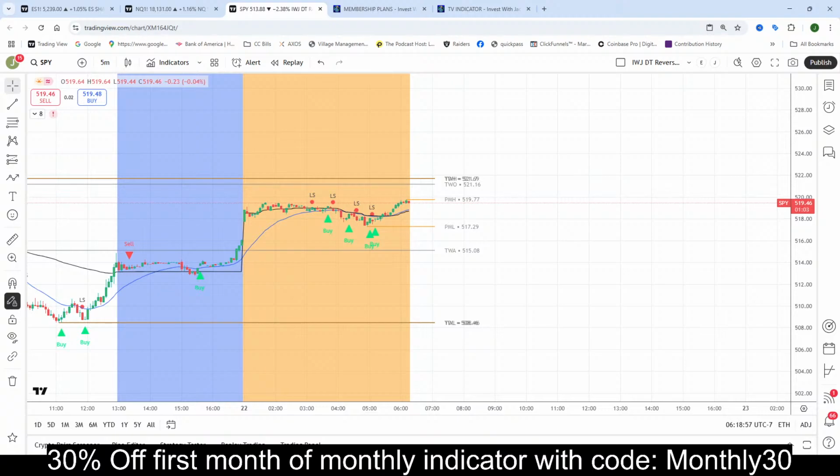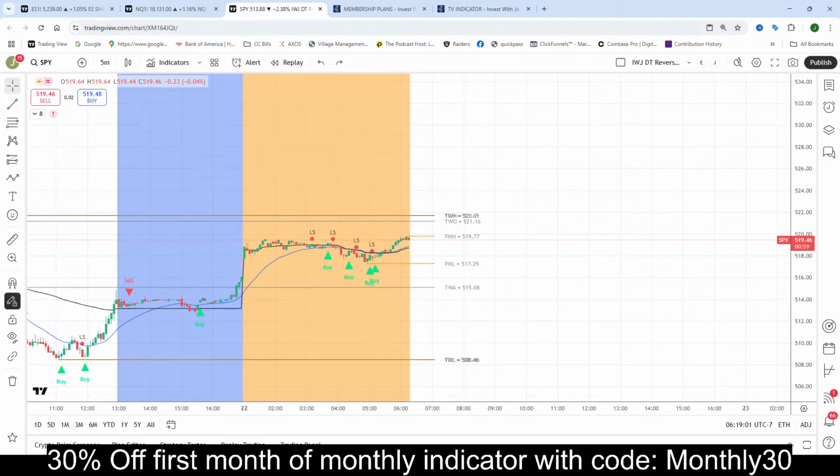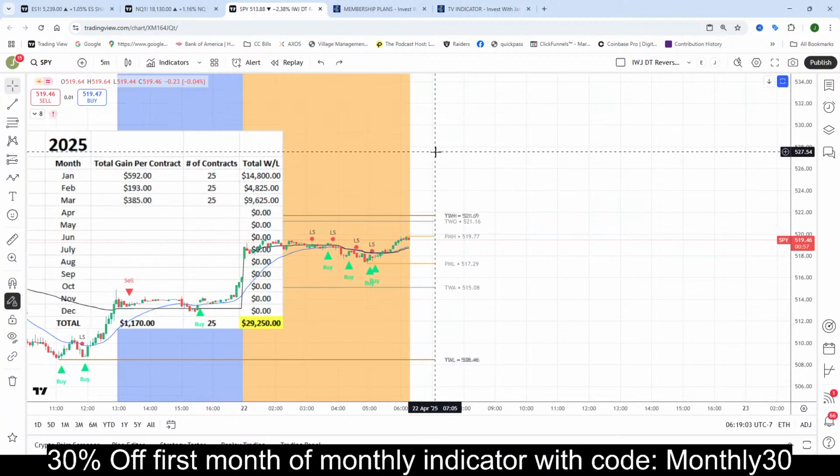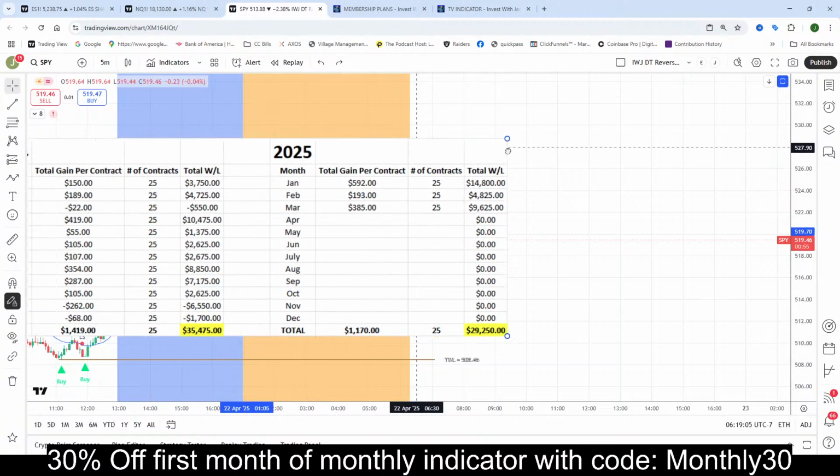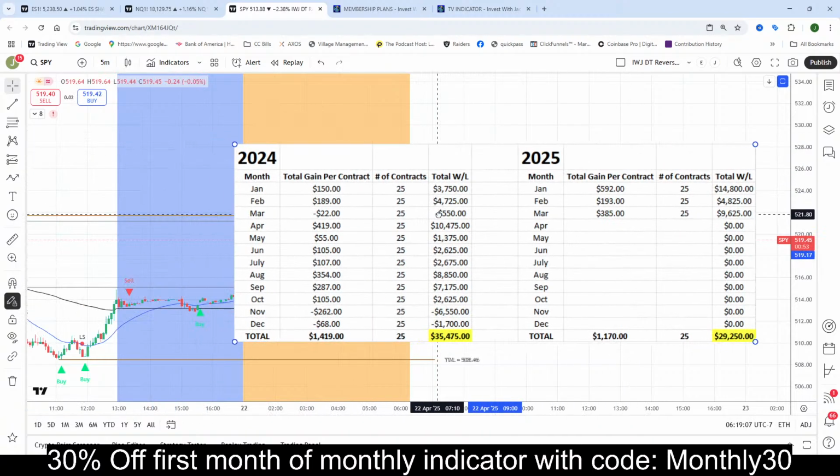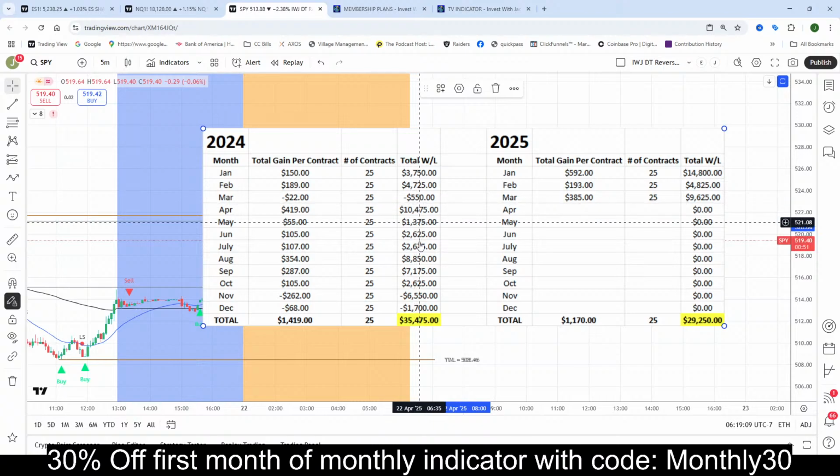And I hope you guys saw on there were losing months. Let me see if I can just Control Z that real quick. There are losing months on here. This was a losing month, March of 2024. So was November and December.